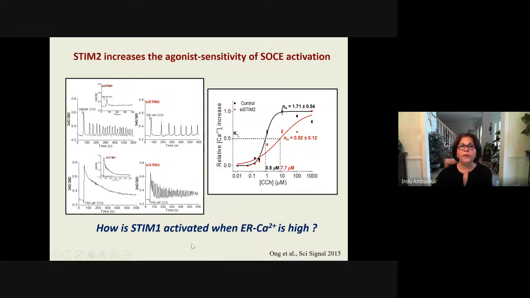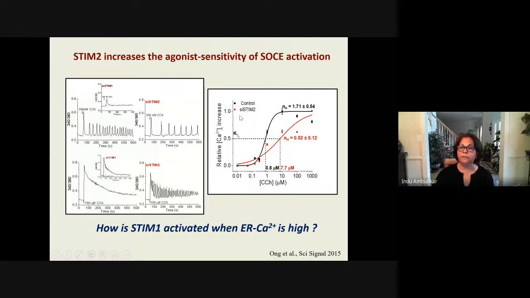So what do they do? The data that we published earlier suggests that Stim2 increases the agonist sensitivity of SOCE activation. If you plot a curve like this, where you have the calcium increase on the y-axis and agonist concentration here, this black line is the control cells, so this is your endogenous SOCE. If you knock down Stim2, you get this nice right shift in the curve, suggesting a decreased sensitivity of the cells to recognize and be activated by the agonist.